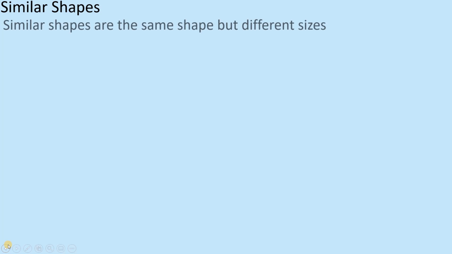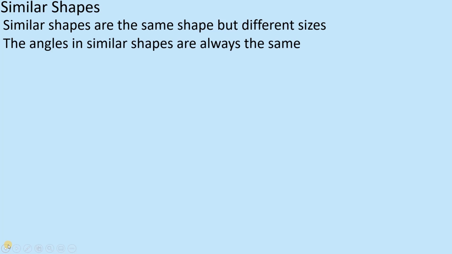Hi there everybody, today we are going to be looking at similar shapes. Well, what are similar shapes? Well, similar shapes are effectively two shapes which are the same but different sizes. So one is going to be an enlargement essentially of another, and that's really what we're going to focus on.